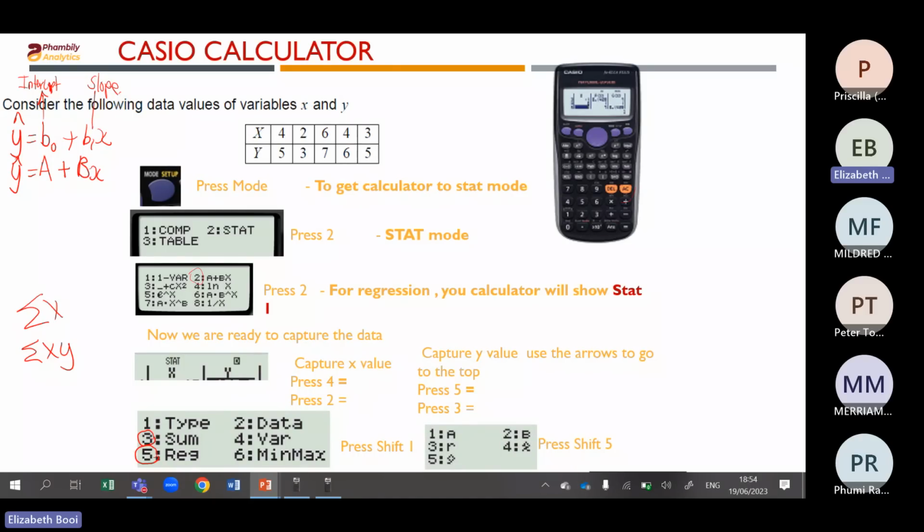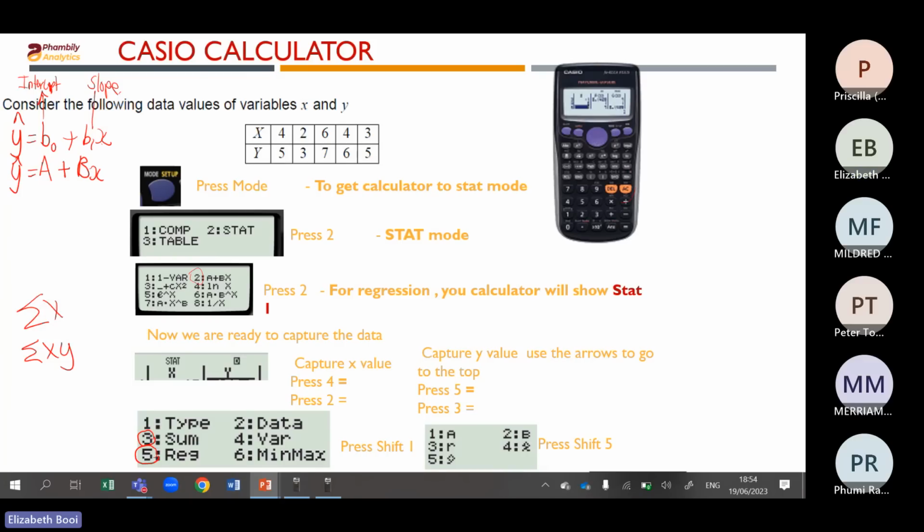We press 5, and once you press 5, you get this menu bar where it has 1, which is A. Remember, A is our intercept. 2, which is B. B is our slope. And r is our coefficient of correlation, r. And this one is used to estimate the value. So when we want to estimate the value and we are given X, let's say 8, we substitute it, and then we estimate the value of Y.